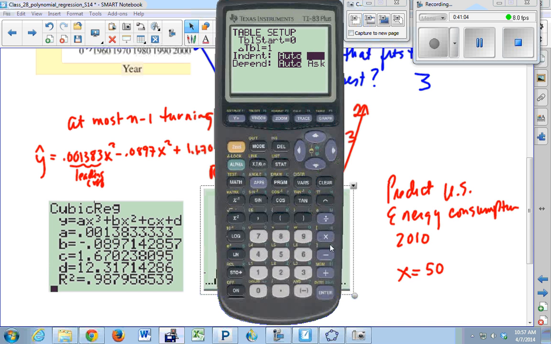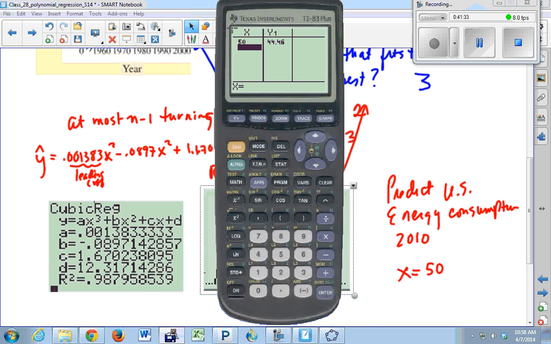And here's the key right here. Go down and hit the independent variable, which is x. Hit ask. So now when you hit your table, it's asking you, what do you want me to make a prediction for? I want a prediction for when it's 2010 or when x is 50. So I throw a 50 right in there. Boom. There's my estimate, 44.46 quadrillion BTUs, right?